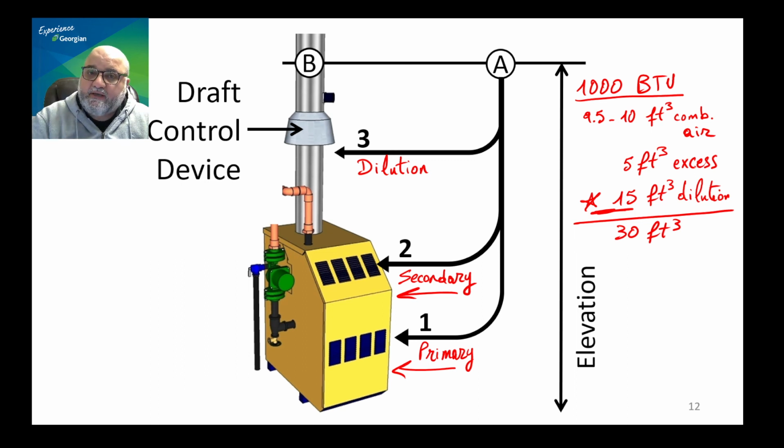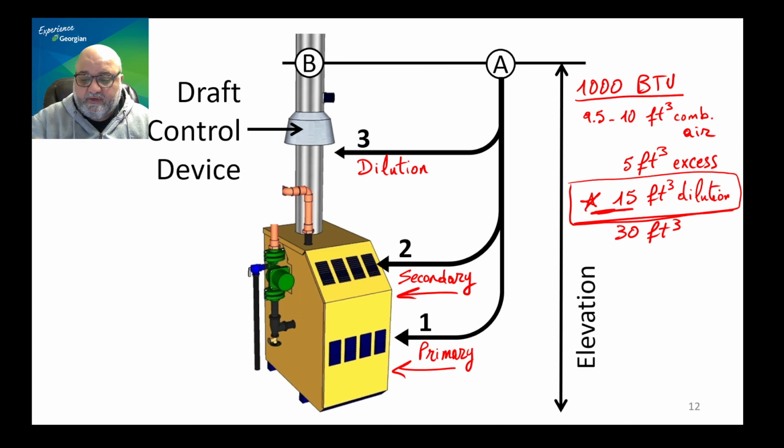So why do we not want dilution air? Simple, because dilution air is 100% waste. It is needed for category 1 appliances with draft hoods, but we can design better than that. We can design category 3 appliances that do not need dilution air, and we get rid of the need of wasting 15 cubic feet of air for every 1000 BTUs.